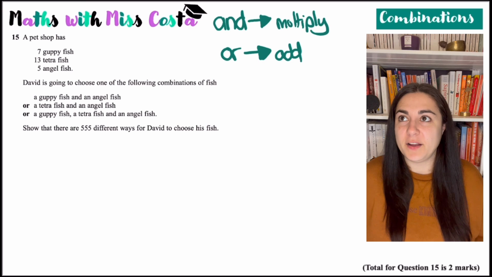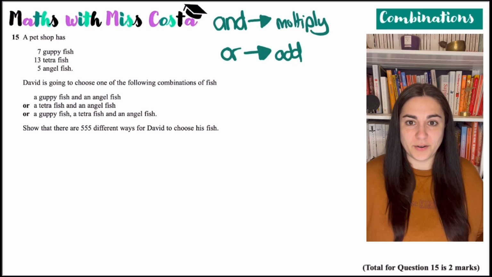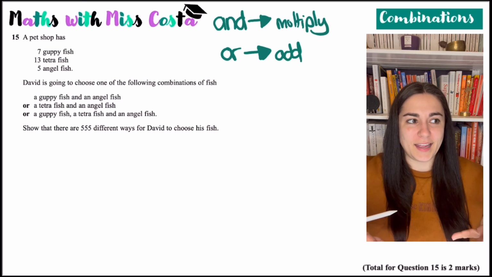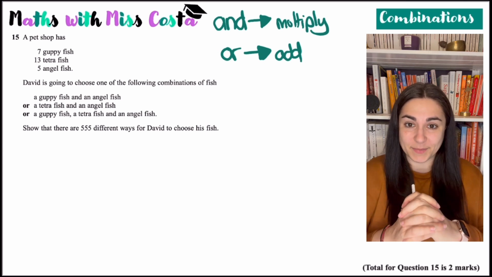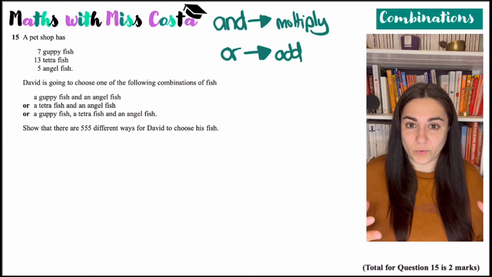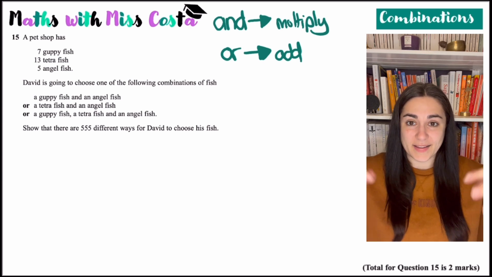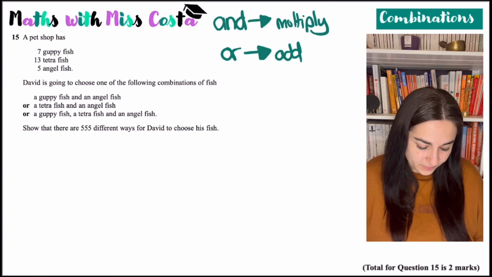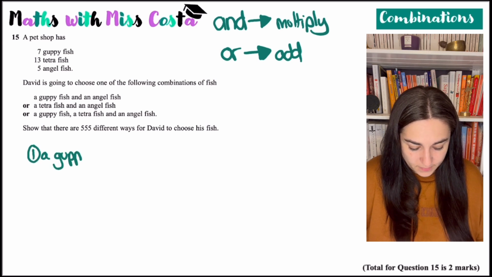So for instance, if I knew that the probability that it was going to rain tomorrow was 65%, the probability of it not raining tomorrow would be 35%. So if I wanted to know the probability of it raining or not raining, I'd add them together, and of course they make 100%. So for the or rule, you always add your probabilities, and if you're trying to work out the probability of this and that happening, there's more things at play, so the probability generally gets lower, so we multiply. So what's the probability of a guppy fish and an angelfish?